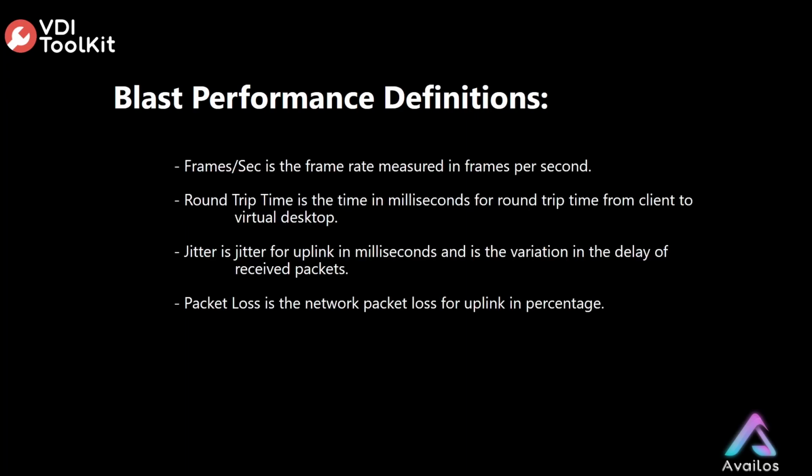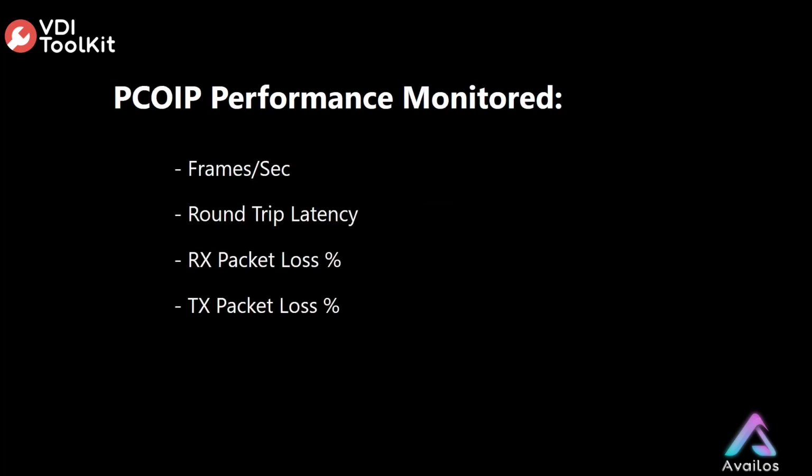Frames per second is the frame rate measured in frames per second. Round trip time is the time in milliseconds for round trip time from client to virtual desktop. Jitter is jitter for uplink in milliseconds and is the variation in the delay of received packets. Packet loss is the network packet loss for uplink in percentage.